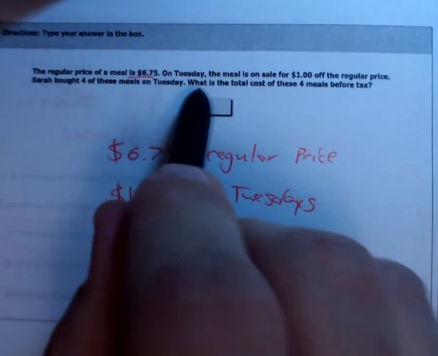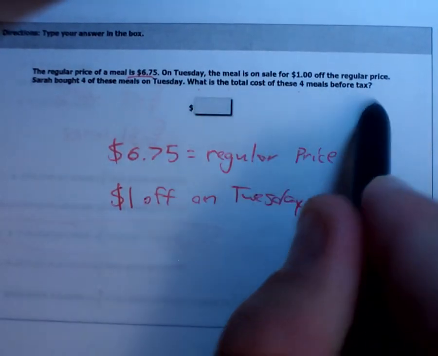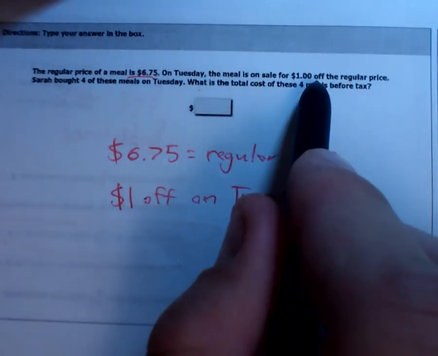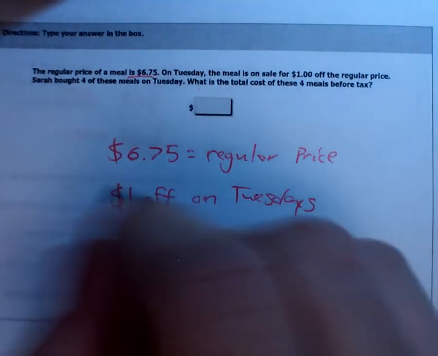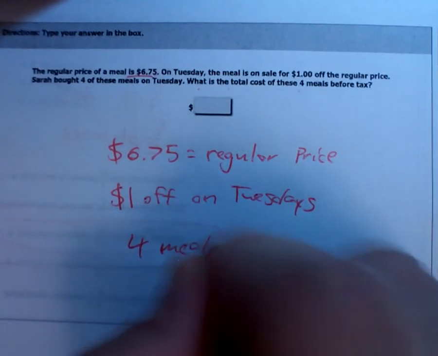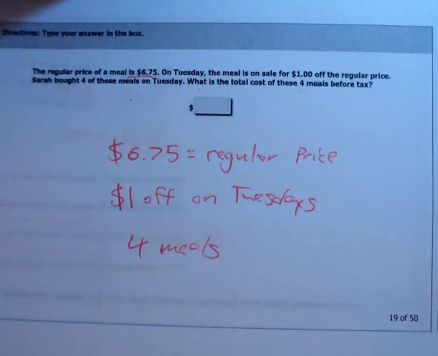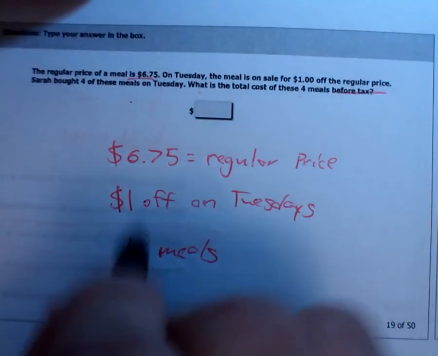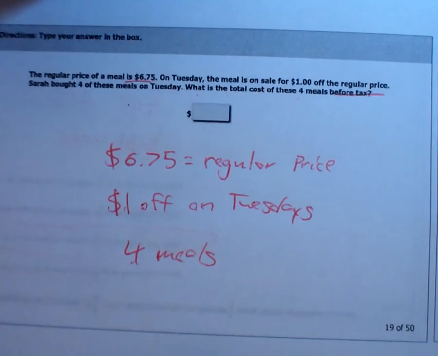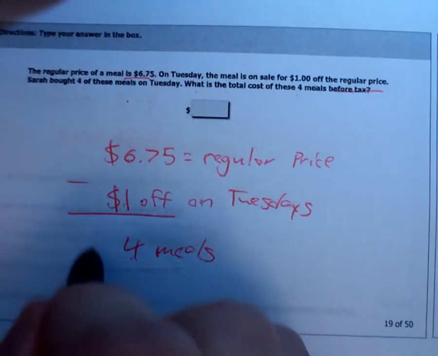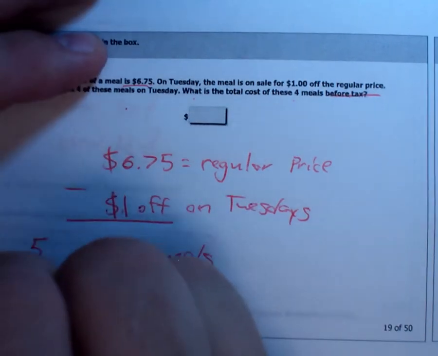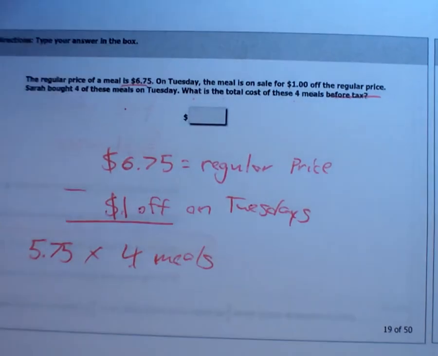All right, and then what is the total cost of these 4 meals before tax? So it's saying that it's $6.75, but on Tuesday it's $1 off. If you want 4 meals, I'm assuming on Tuesday, it didn't say that, and it said before tax. We ignore tax, don't care. All right, so 4 meals for $1 off of $6.75. So that means I'm first going to subtract, and then I'm going to times it by 4. So $6.75 minus 1 is $5.75. I don't even need to do anything about that. So I need 5.75 times 4 meals.